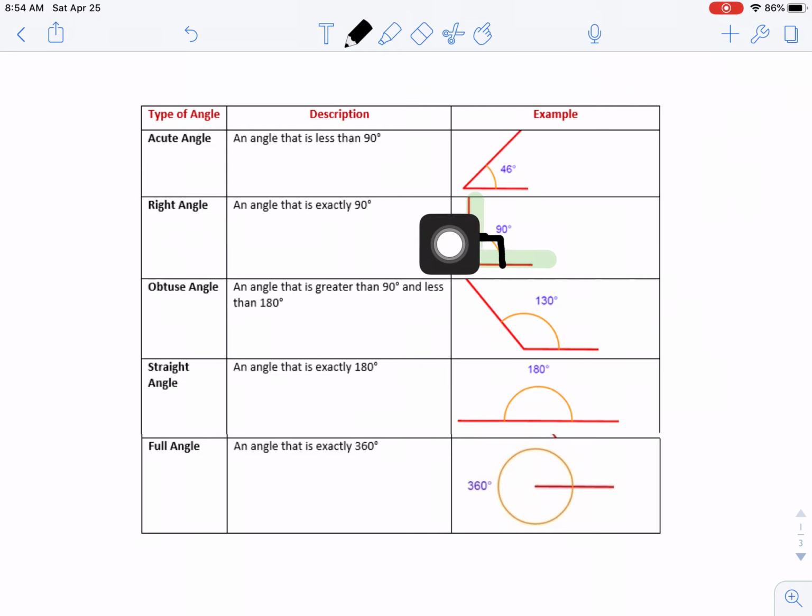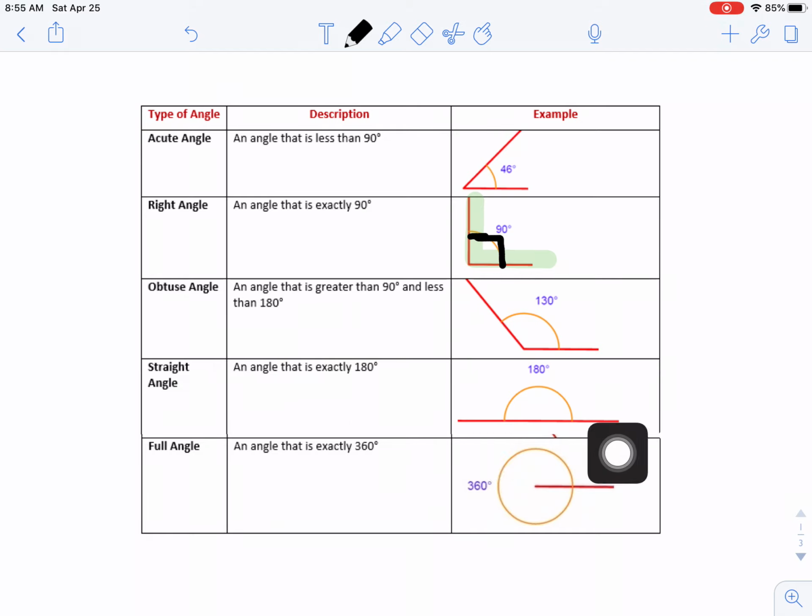An angle that is smaller than a right angle, when the lines are less than 90 degrees, is called an acute angle. They often look like this. They're anything less than this perfect box. Anything that's bigger than the perfect box, any lines that touch that are larger than this perfect box, are obtuse angles. They are greater than 90 degrees, but they are less than 180 degrees.